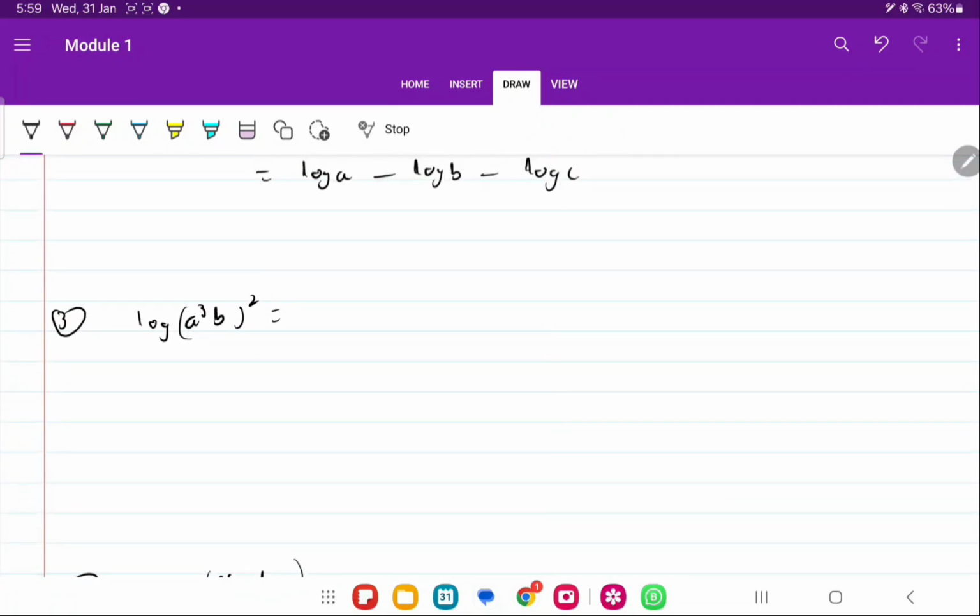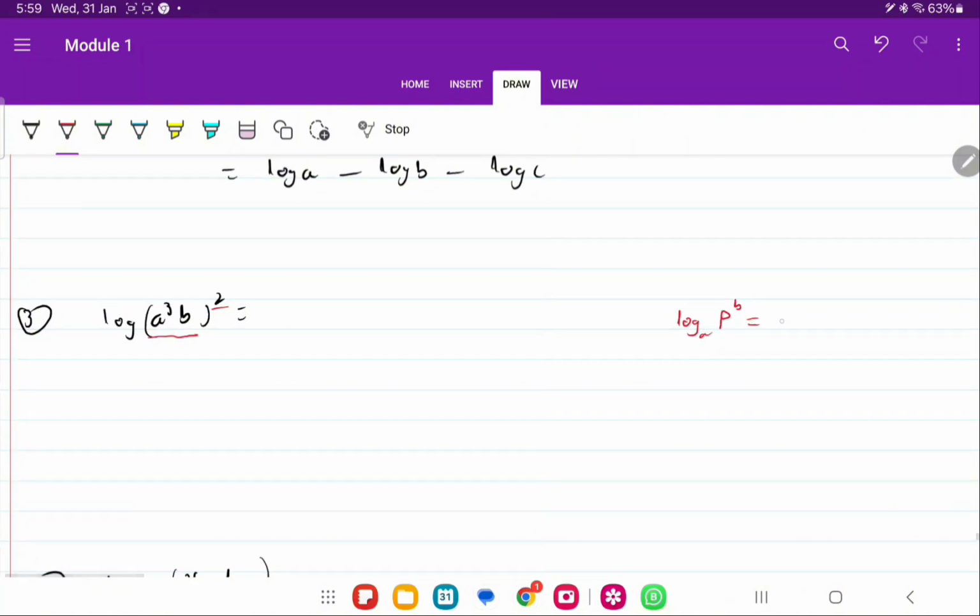So now here, the first thing you should notice is that my argument is being raised to a power. So which law can I apply first? I can apply the power law first, which says that log base a of p raised to the power of b is equal to b times log base a of p. Simply move that b and put it in front there. So my first step, I'm going to take this 2 and put it in front here using my power law. So I'm going to have 2 times the log of a cubed times b.